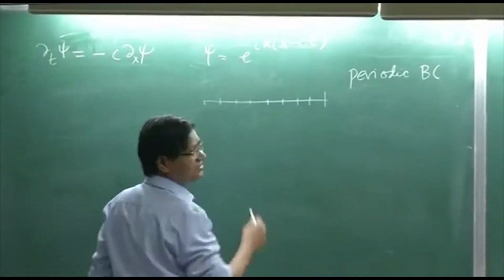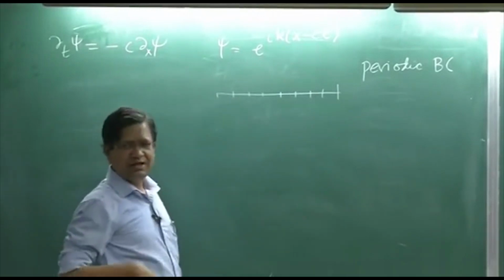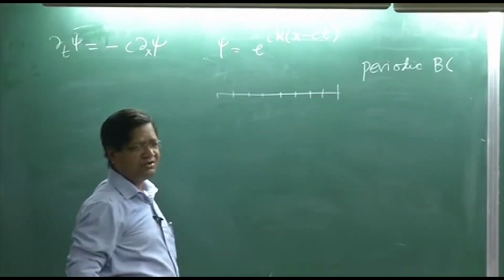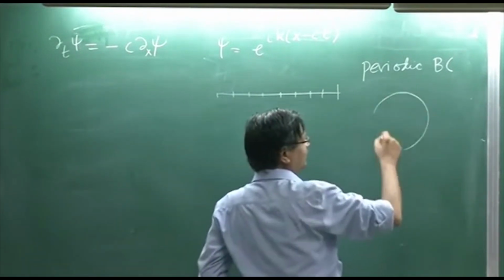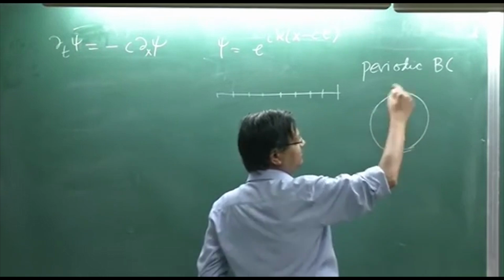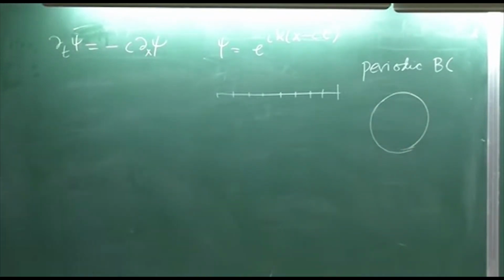Since it's a wave, just think that whatever wave comes out comes back here. It's a very commonly used boundary condition in numerics, but also in physics. If something is moving on a circle, it's periodic. If there's a wave moving in a cylinder, that will be a periodic wave. So you have to just think along those lines.